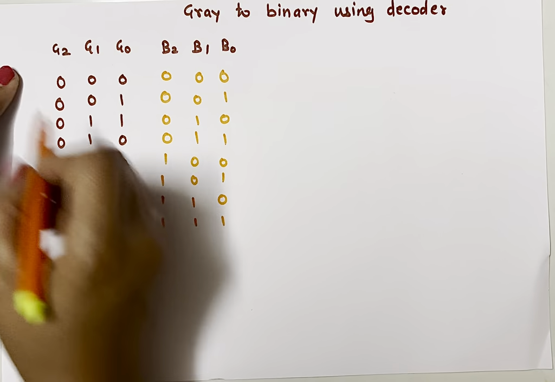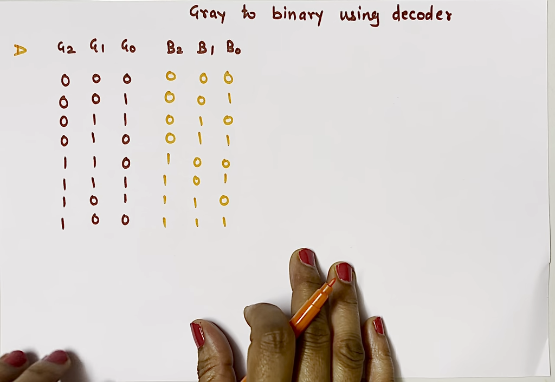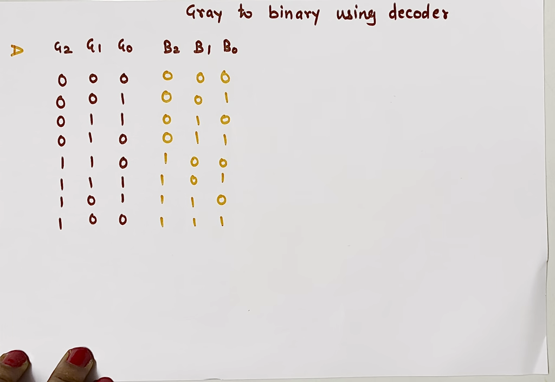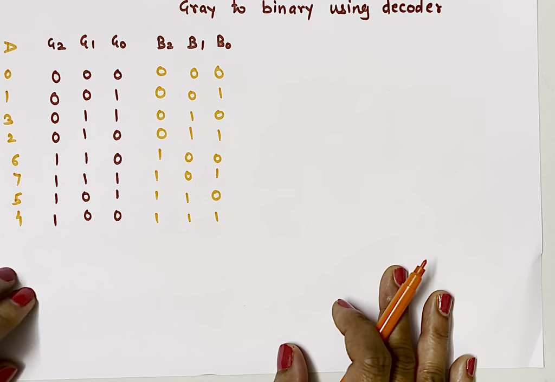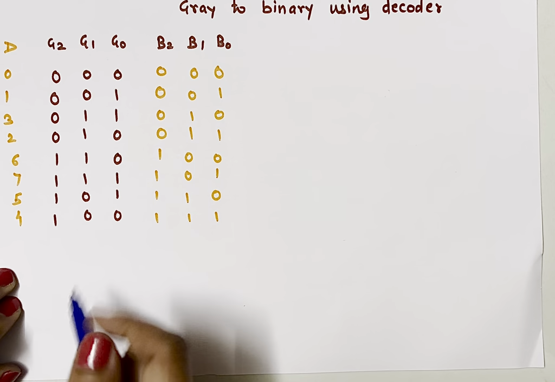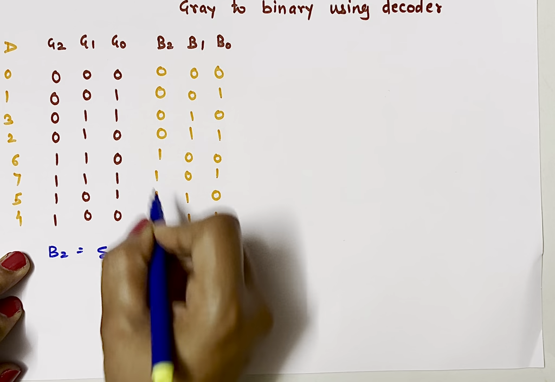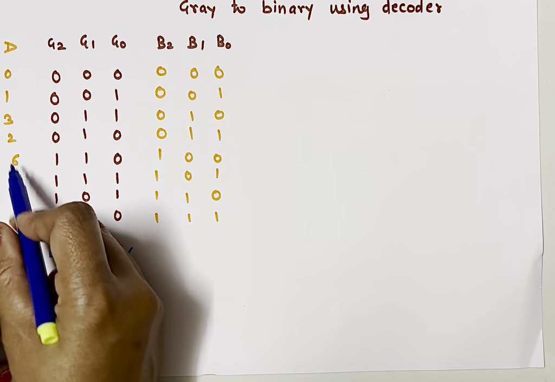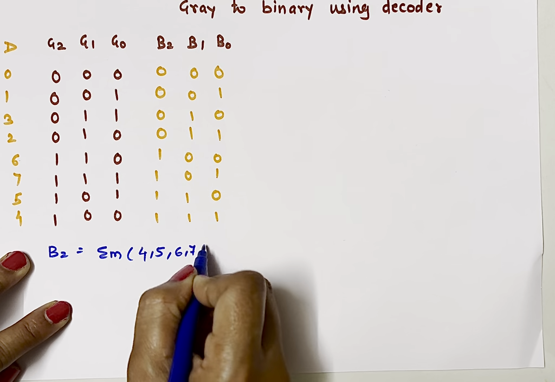Let's write the decimal equivalents because we need to identify min terms. So here 0, 0, 0 is 0, 0, 0, 1 is 1, 0, 1, 1 is 3, 0, 1, 0 is 2, 1, 1, 0 is 6 and so on. So let's write equations for B2. It is summation of M 4, 5, 6 and 7.